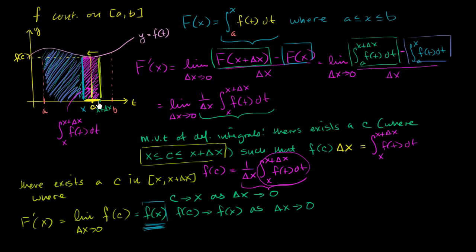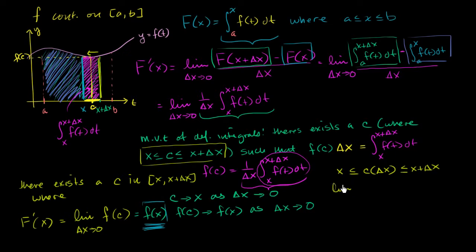And it really is. Depending on your delta x, c is going to be further to the left or to the right, possibly. And so I can just rewrite this expression as x is less than or equal to c as a function of delta x, which is less than or equal to x plus delta x. So now you see that c is always sandwiched between x and x plus delta x.